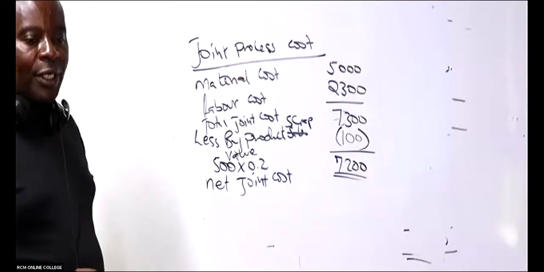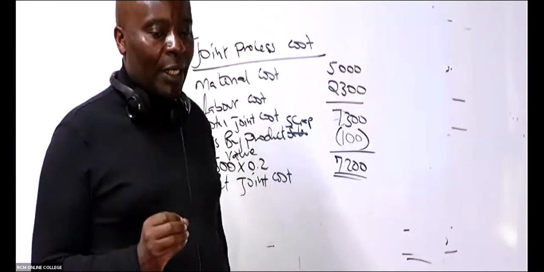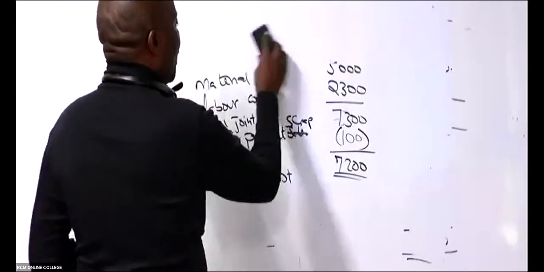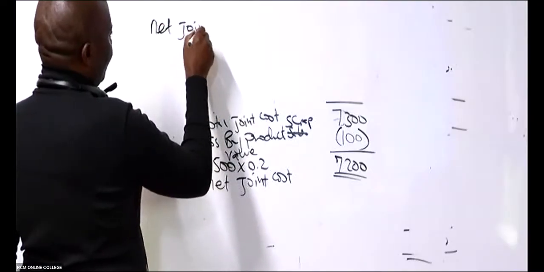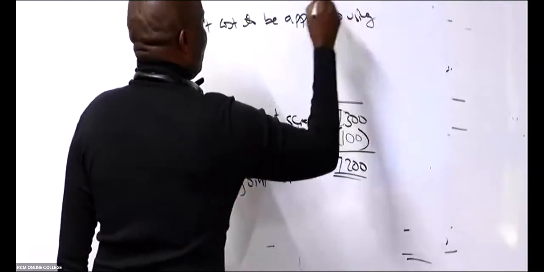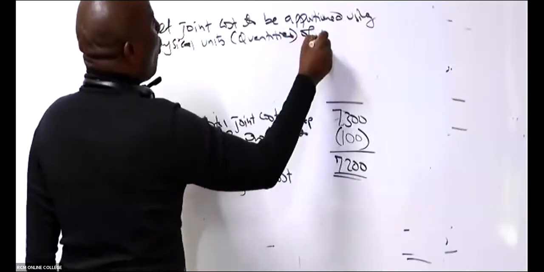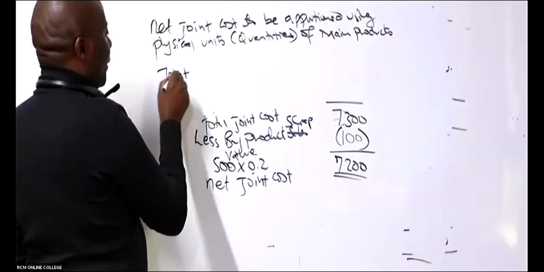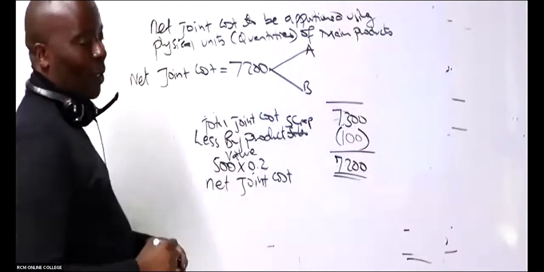So now these net joint costs are the ones that are supposed to be apportioned. And remember here, the examiner wants us to use physical units to apportion this. So the net joint cost is apportioned using the number of units produced, of the main products. Don't use byproducts. So we have our net joint cost, which is 7,200. We have two main products, A and B.